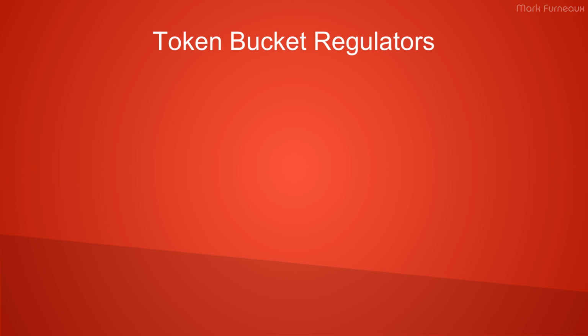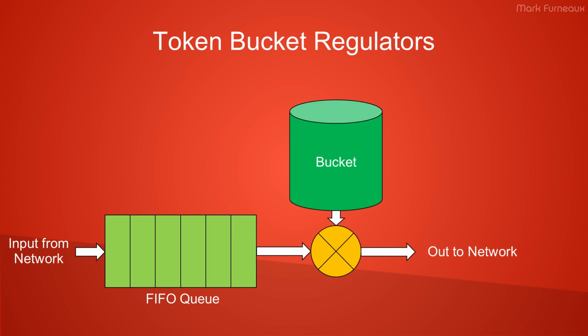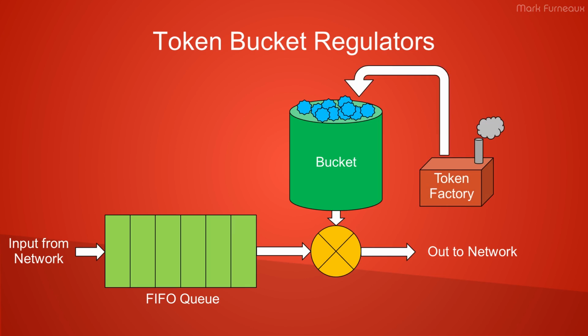So in a token bucket regulator, we have a bucket, and we have a FIFO queue, and we plumb it together. We add in a token factory, and bingo, we have a token bucket regulator. So let me explain how this works. This is a very common construct. It's very commonly used in networking, and token bucket regulators also find other uses, which I'll maybe go into in just a moment.